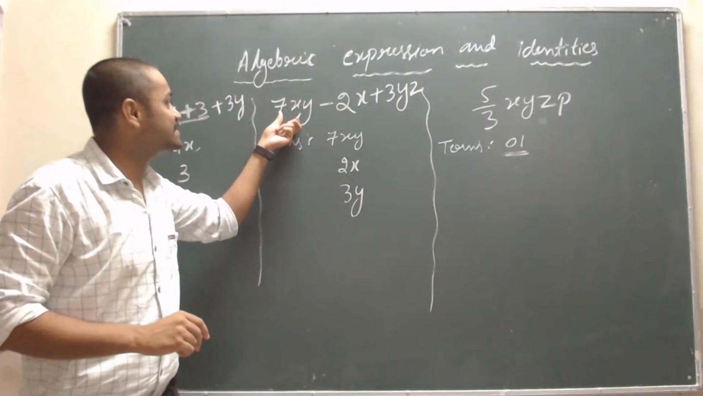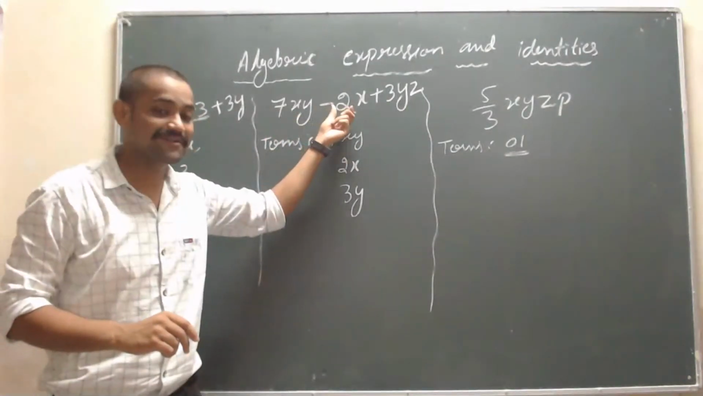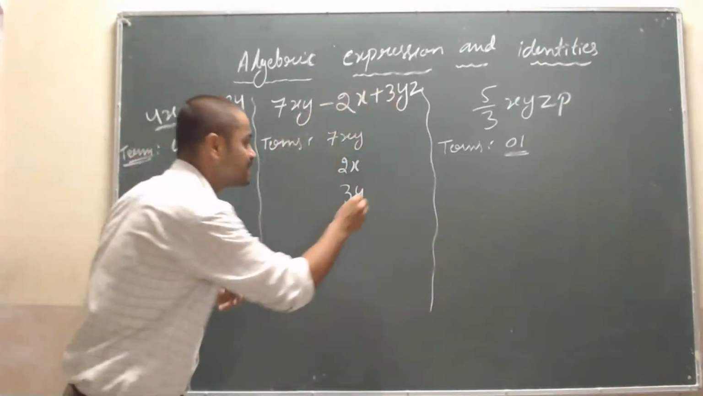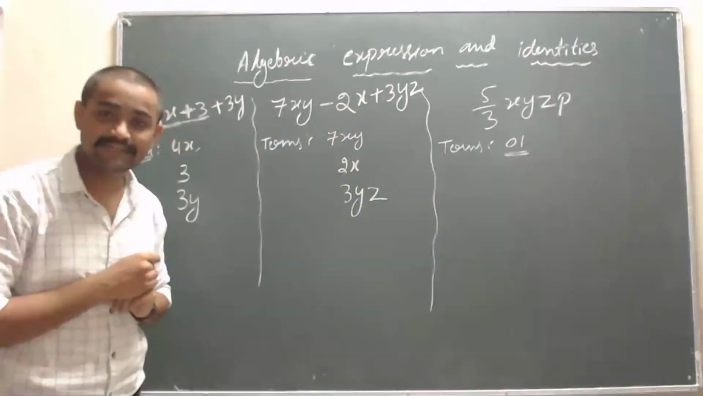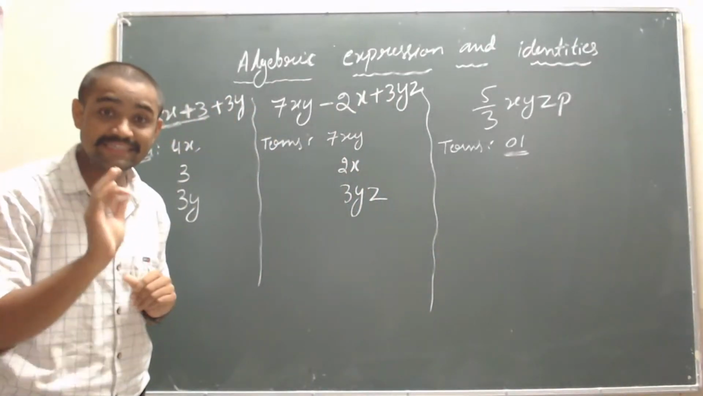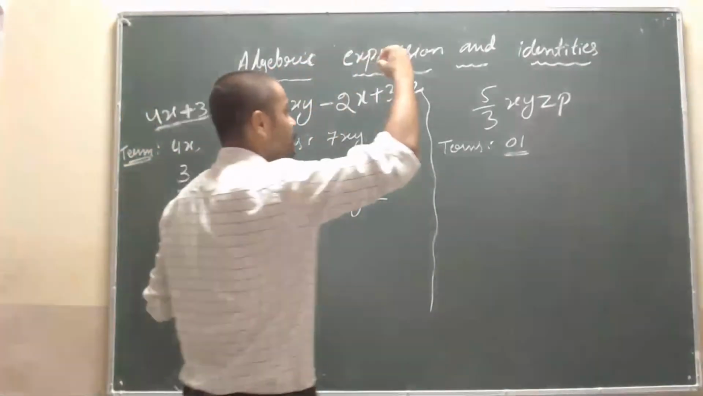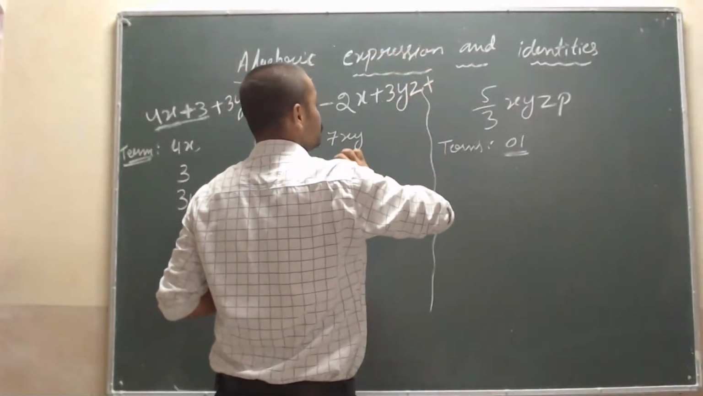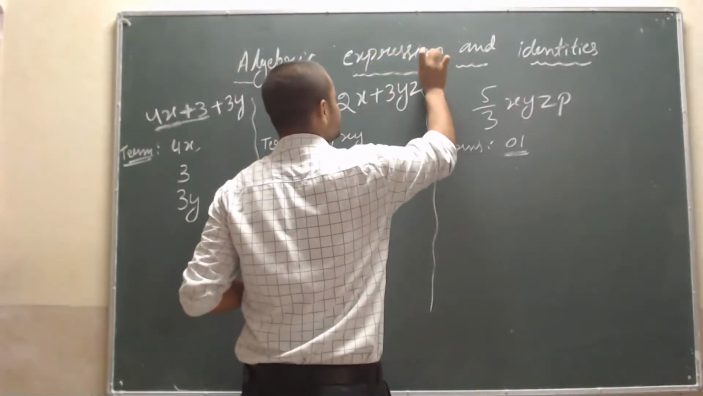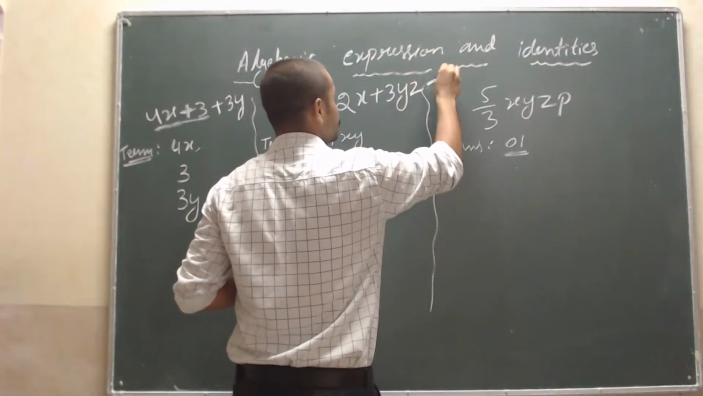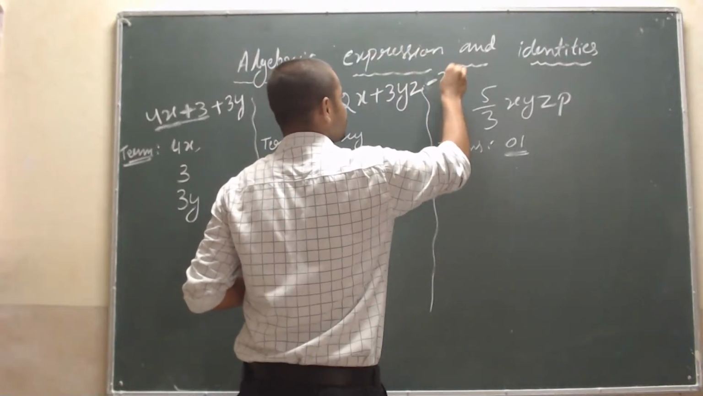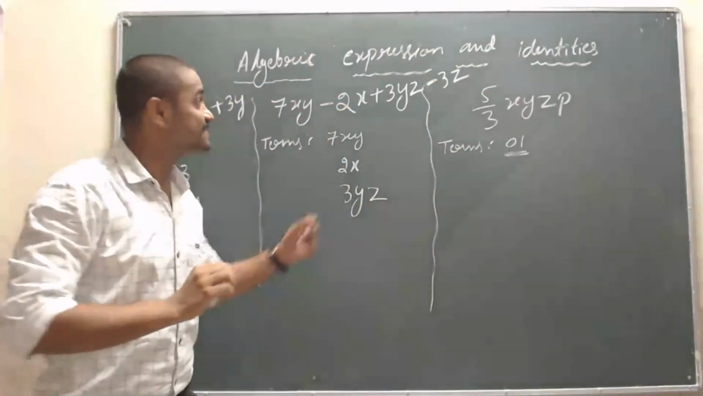That is, the first one is 7xy, the second one is 2x, the third one is 3yz. Is it clear? Then again, one more time I will increase it. That is plus or minus. I will take it as a minus, minus 3z.